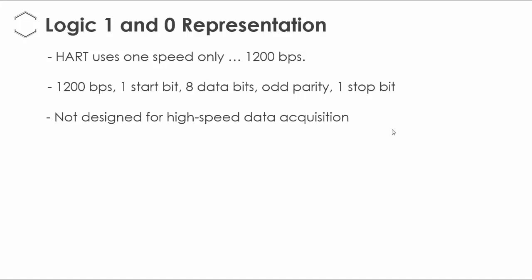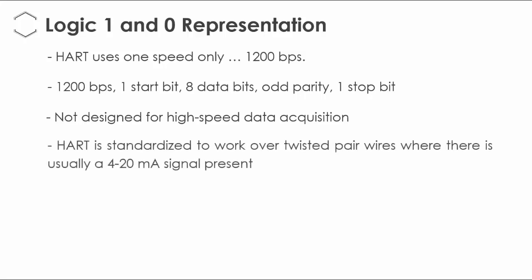Now, one last point that I would like to make as we are on the subject of FSK. If you have dealt with common industrial network protocols, you will know that several of them can use different types of physical media. For instance, Modbus can use RS-232, 422, 485, Ethernet. This is not the case with HART. You will never hear HART being used over Ethernet or RS-485 or anything of this sort. HART is standardized to work over twisted pair wires where there's usually a 4 to 20 milliamp signal present.